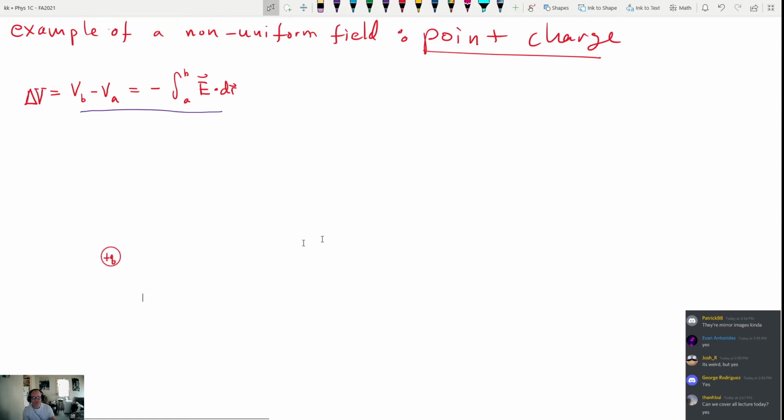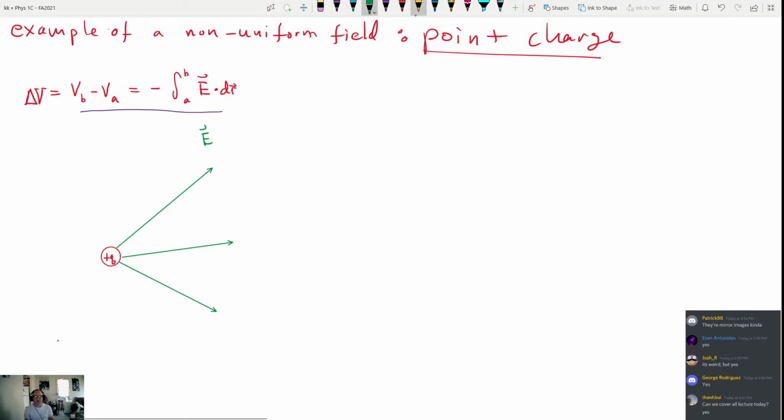So here we have a point charge. Do I need to draw the electric field lines for it? I guess I could. It doesn't hurt. So the electric field lines for this point charge are going to point radially away from it, as you all know. Okay, so if these are the electric field lines, and they go all around, I'm not going to draw all of them. So these are our electric field lines.